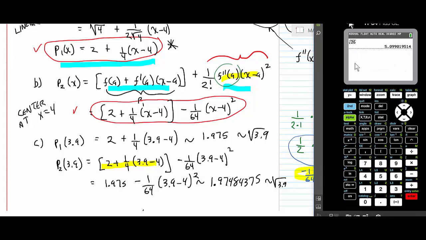Now, let's see what the square root of 3.9 is on the calculator. When I do that, I get 1.975. So notice the linear approximation is good to 2 decimals. Then when you look at this quadratic, it looks like we got 1.97484. So we're pretty good on this one up to that point right there. So the idea is the further you go out in the series, the more accurate you get.